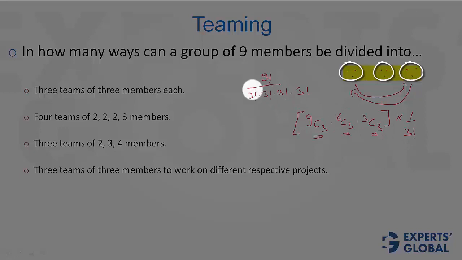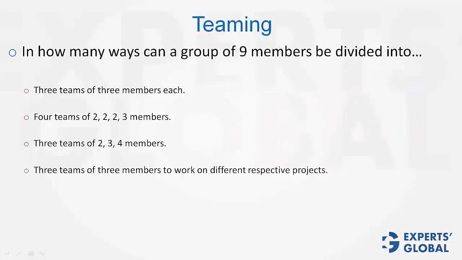Mathematically, the value would be the same, whether you solve it this way or you solve it this way. So simply, the answer is 9 factorial divided by 3 factorial times 3 factorial times 3 factorial, and then division by an extra 3 factorial, which is important.